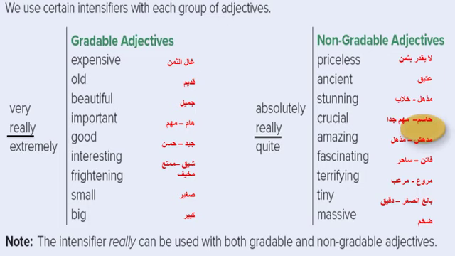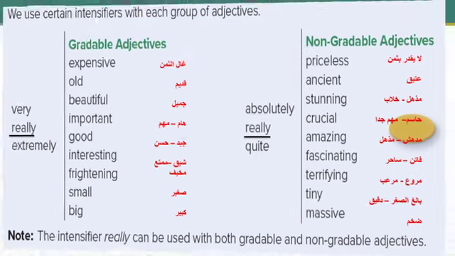When we have something expensive, we can say it's priceless. Old, it's ancient. We can say very old, absolutely ancient. We can say extremely good, and we can say absolutely amazing. We can say very small, and we can say absolutely tiny. We can say very big, and we can say absolutely massive.